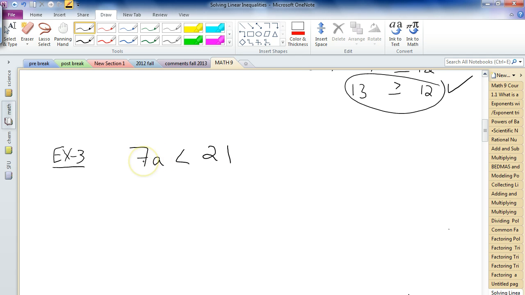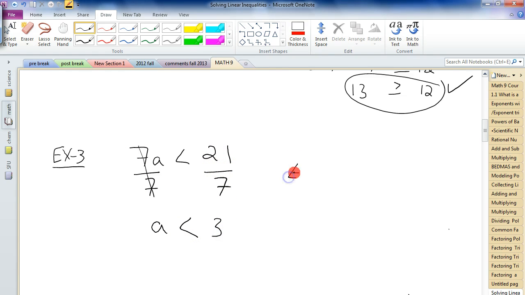Dividing. If you're weak on the algebra, then that means you didn't watch the previous videos properly. Go back and watch them. You've got to know your basic algebra. So we're going to divide by 7 on this side. Do the same to the other side. The 7's cancel out. You're left with a is less than 21 divided by 7, which is 3.